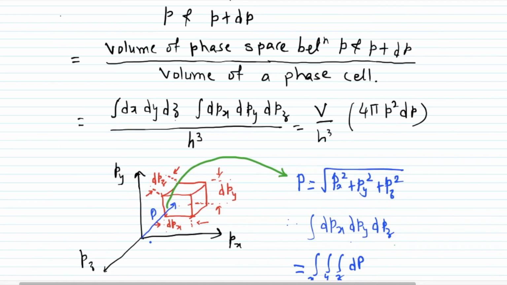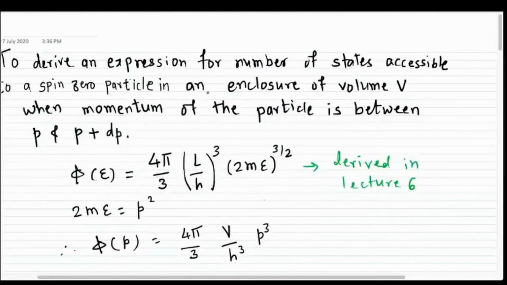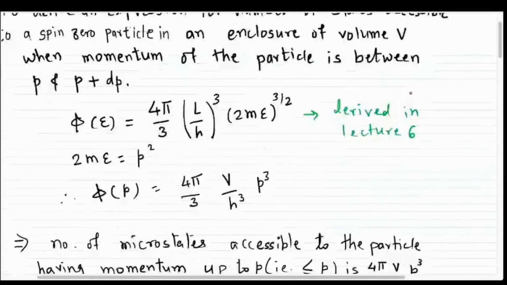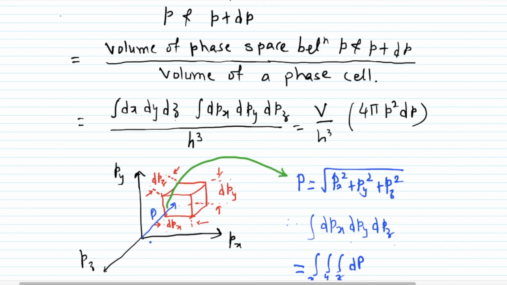Okay, now this volume of phase space between the momentum changing from p to p plus dp can be written as integral over dx dy dz, that is as we saw earlier d cube r d cube p. Okay, so integral over dx dy dz and integral over dpx dpy dpz. The value of integral dx dy dz is already given to us. We are told that the particle is in an enclosure of volume v, and so the integral of dx dy dz is equal to v.